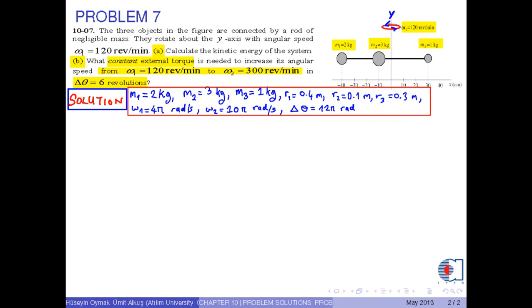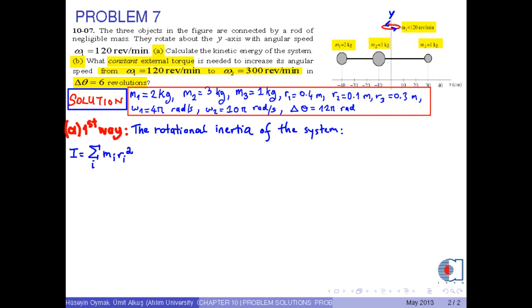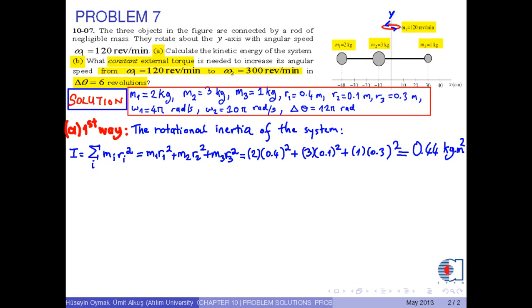Okay, let's start to solve part A. The rotational inertia of the system is found by this formula. Because we have three objects, we write m1 times r1 squared plus m2 times r2 squared plus m3 times r3 squared. Now we can put the numerical values into this equation as follows. Therefore, the rotational inertia of the system is found to be 0.44 kilogram times meters squared.